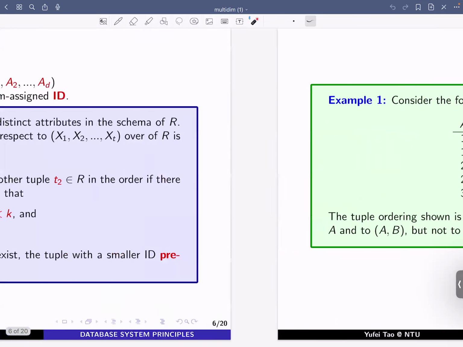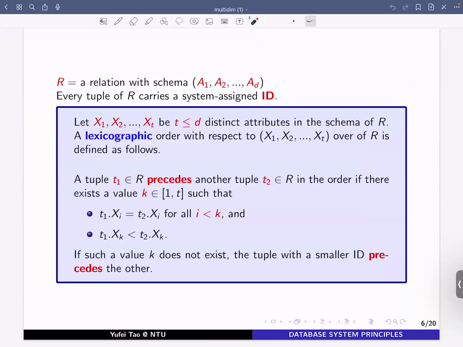Now let's go back to look at the definition more carefully, and I believe this time it should be much easier to understand. So in general, it can have a relation with the schema like this. So this schema has D attributes. Okay, so the total number of attributes is D, right? As usual, every tuple is assigned an ID by the system. All right. So when we say these tuples are sorted according to a lexicographic order with respect to these attributes, what we mean is the following.